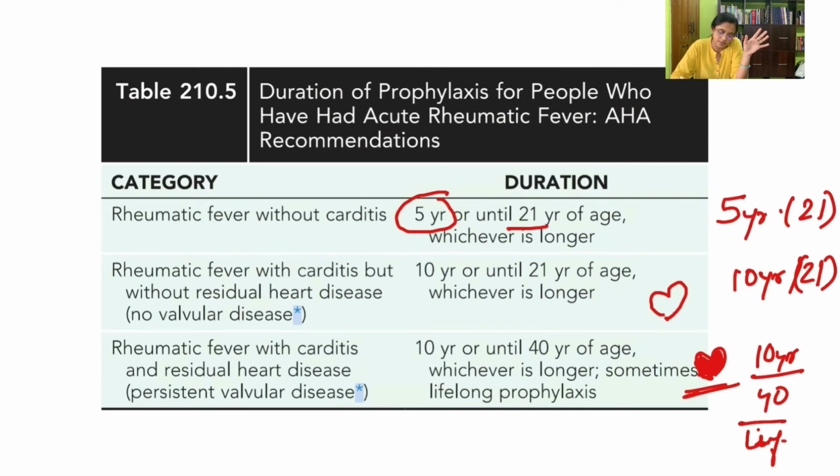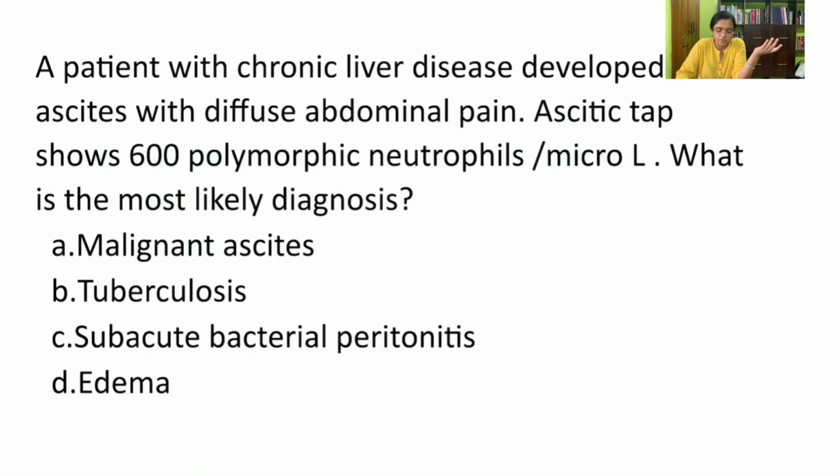So this chart, if you remember, you can easily solve questions related to this. Without cardiac involvement, 5 years. With carditis but no residual heart disease, 10 years or 21 years. With carditis and residual heart disease, 10 years or until 40 years, whichever is longer.